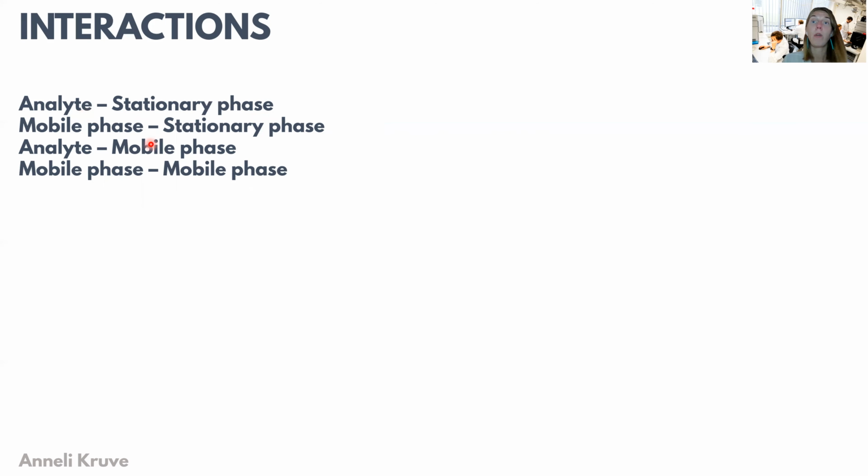Mobile phase stationary phase interaction is also very important. It is important for the mobile phase to be able to essentially kick off the analyte from the stationary phase and make it elute further. So it is kind of a competition between the mobile phase and the analyte for the surface of the stationary phase.